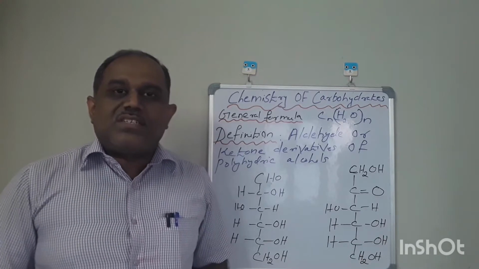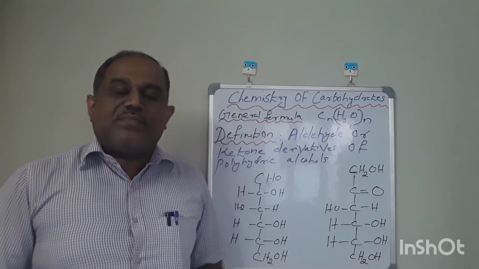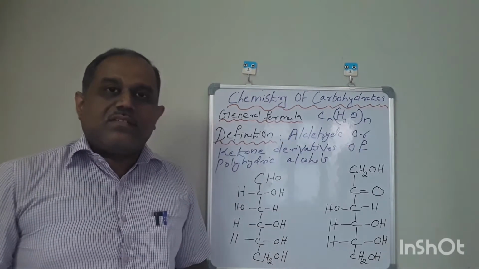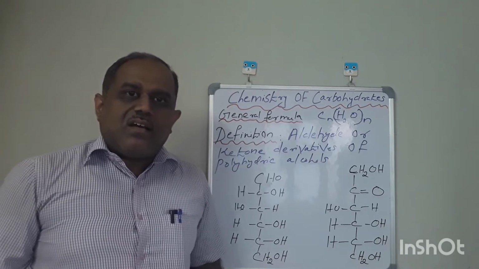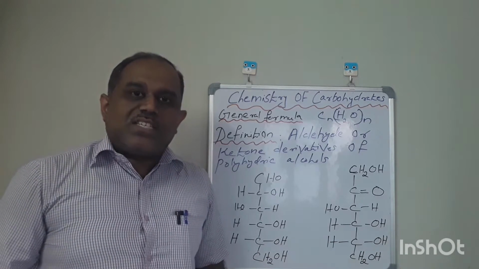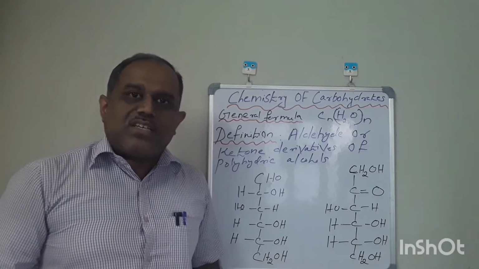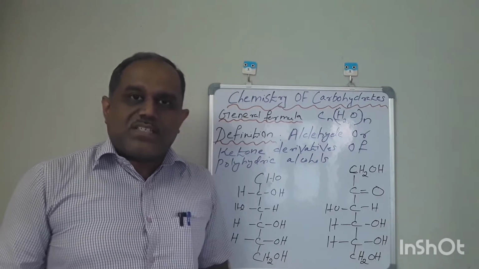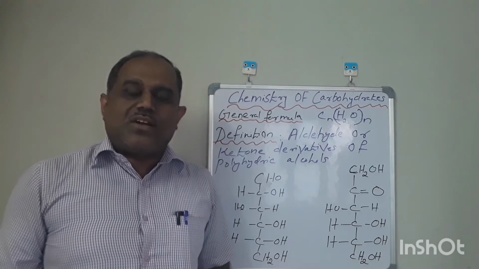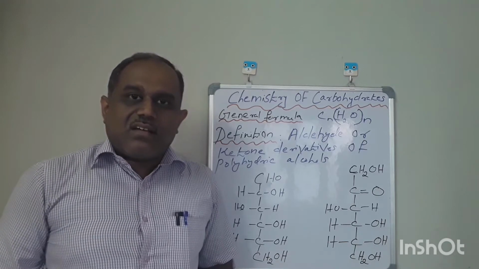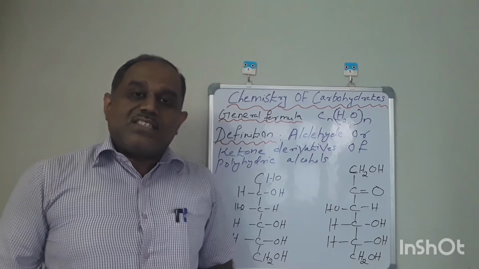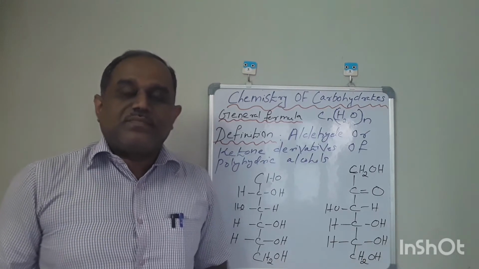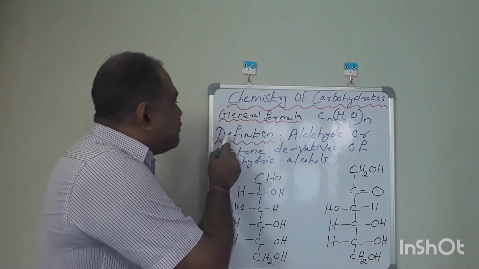Carbohydrates are the most abundant organic molecules in nature and they have a general formula CnH2On. But do all compounds satisfying CnH2On qualify as carbohydrates? No. For example, acetic acid, CH3COOH, satisfies the general formula CnH2On, but it's not a carbohydrate. And certain compounds don't satisfy the general formula CnH2On, but they are carbohydrates. So we should have a proper definition for carbohydrate.